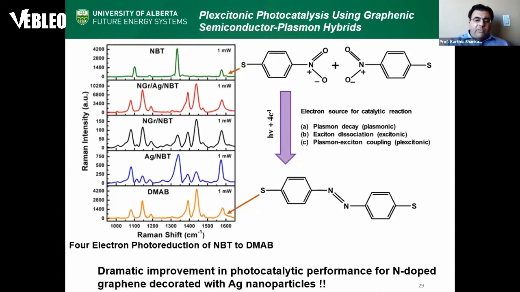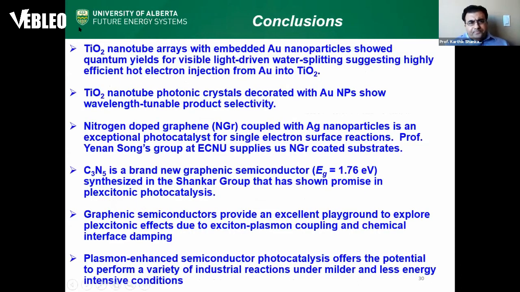Again, showing the power of plasmonics and hot electron harvesting for photocatalysis. So in conclusion, titanium dioxide nanotube arrays with embedded gold nanoparticles showed high quantum yields for visible light driven water splitting, suggesting efficient hot electron injection from gold into TiO2. Titanium dioxide nanotube photonic crystals decorated with gold nanoparticles showed wavelength tunable product selectivity. Nitrogen doped graphene coupled with silver nanoparticles is an exceptional photocatalyst for single electron or multiple electron surface reactions.